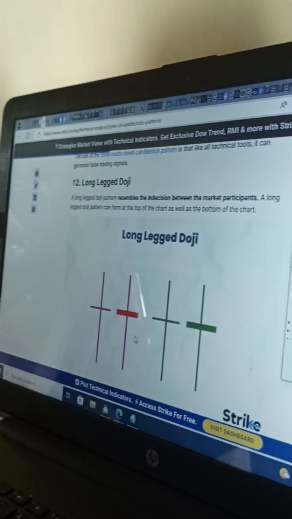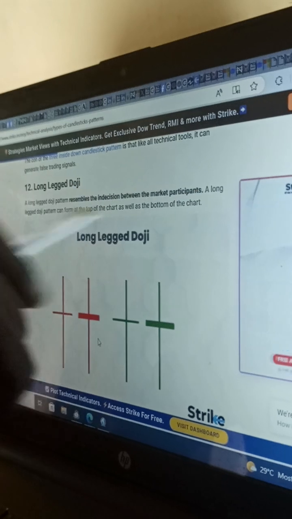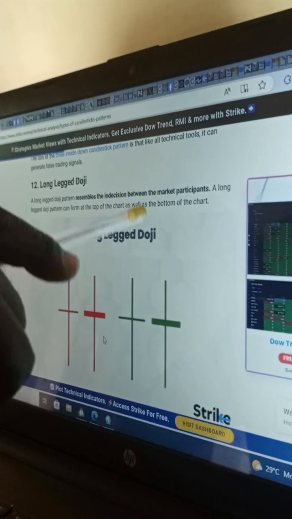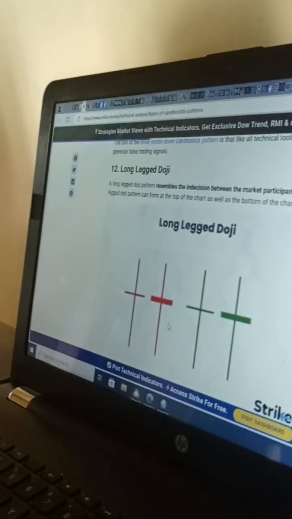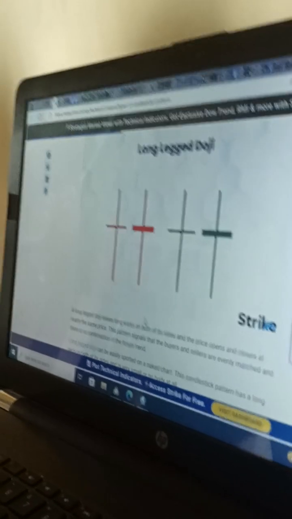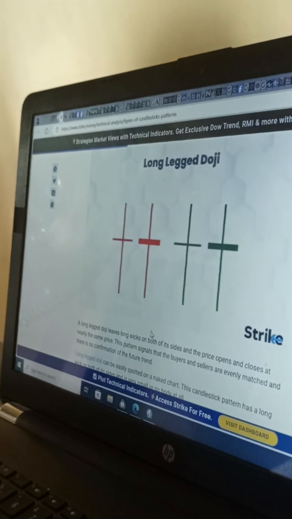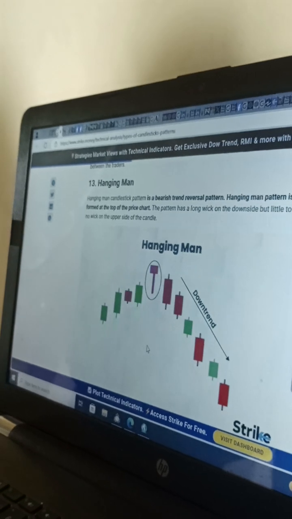Long-legged doji. A long-legged doji pattern resembles the indecision between the market participants. A long-legged doji pattern can form at the top of the chart as well as at the bottom of the chart. So you can see long-legged doji. Whenever you see it at the top of the chart, you know it's about to change. When you see it at the bottom, it's about to go up. So it's as simple as that. Hanging man. We did a hanging man yesterday. You can see this is a hanging man.